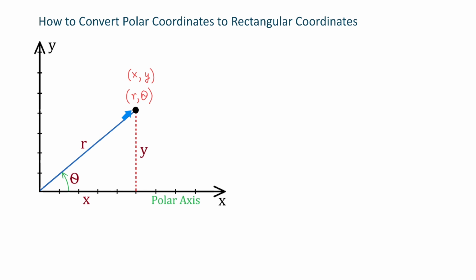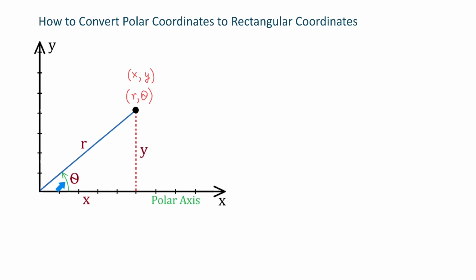So, if we have the polar coordinates of a point, how can we convert them to rectangular coordinates? In this figure, notice that if from this point we draw a perpendicular down to the x-axis, then we form a right triangle. Then, using the trigonometric functions cosine and sine, we can write the following.